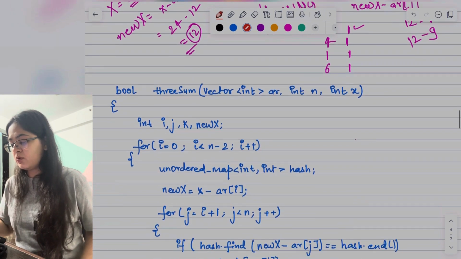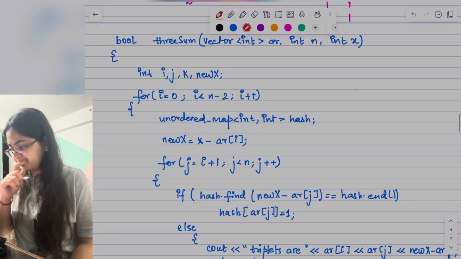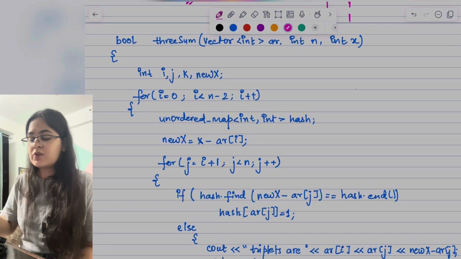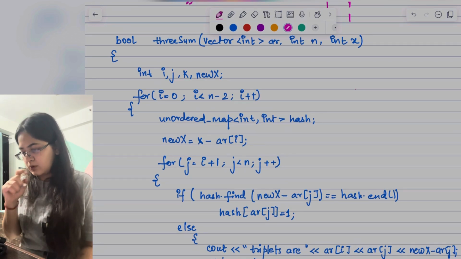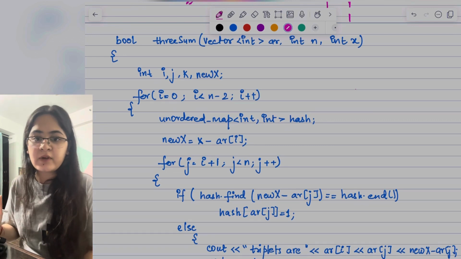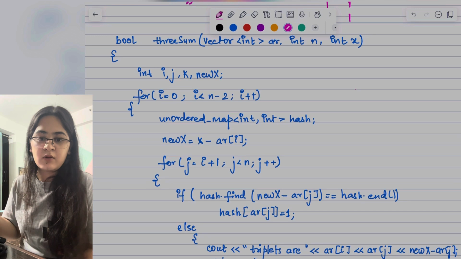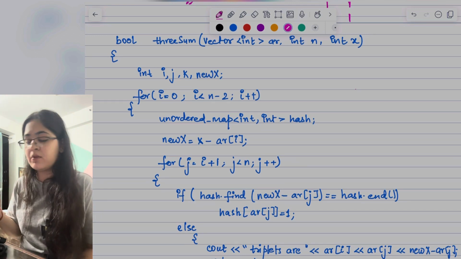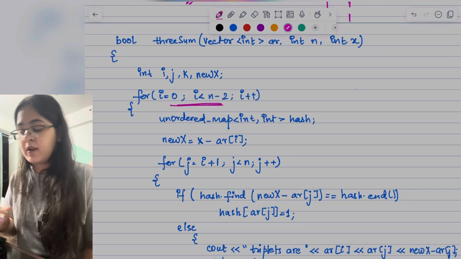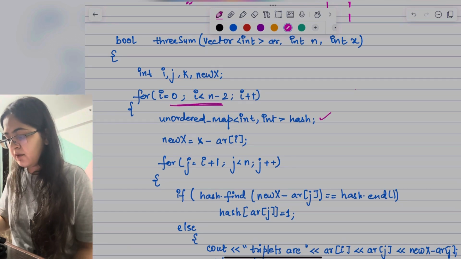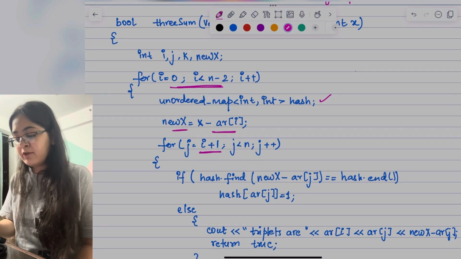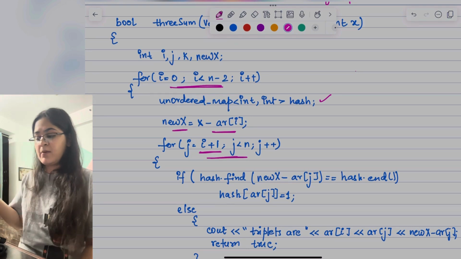Okay, so let's see the code for it. I'm going to request one thing from you guys: after seeing this code, just pause this video for a while and dry run one example on your own, because that may give you a better understanding of this problem. So we run i from 0 to n minus 2 as we have seen. Then I've declared my hash. I've taken new x equal to x minus array at i, and for j I'm running the loop from j equal to i plus 1 till n.